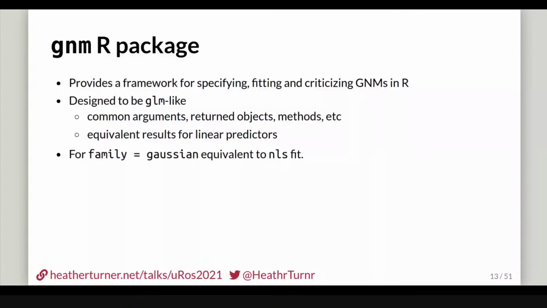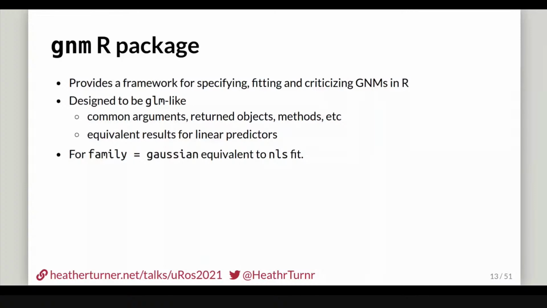And we have the GNM R package, which is available to fit this type of models. And it's designed to be like GLM. So it has similar arguments, and you can use the same sort of methods on the returned object. And it will give equivalent results if you're just fitting a linear predictor. And if you use the Gaussian family, then it will be equivalent to an NLS fit.